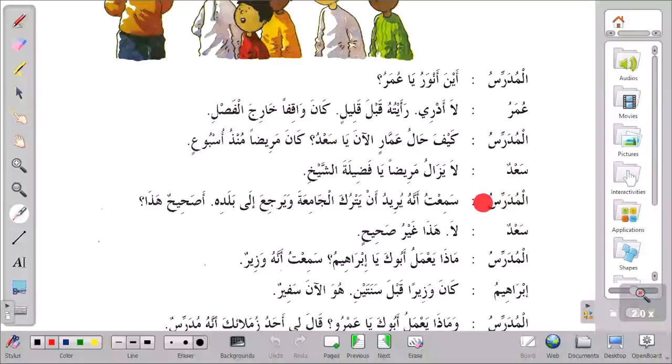So al-mudarris, the teacher, says that sami'tu annahu yuridu an yatruka al-jami'ata wa yarja'a ila baladihi. I heard that he indeed wants to leave al-jami'a, the university, and return to his city. Here an yatruka, of course, the an here is what makes this verb mansub. Okay, we have seen the reason before. This is a nasb, min adatu nasb.